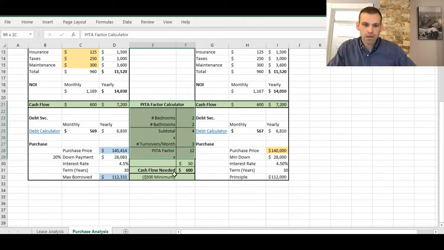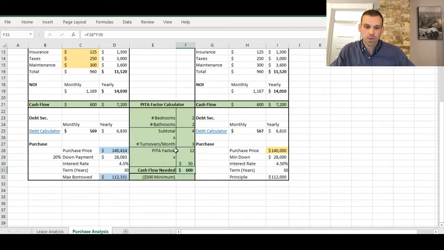This calculator in the middle here, I should touch on quickly. This is a highly scientific, technical metric that I came up with called the PETA factor. And it's basically, as you can see, how many bedrooms, how many bathrooms, and how many times a month am I going to turn this thing over? The bigger it is, the more bedrooms, the more sets of sheets, the more bathrooms, the more times I'm turning it over, the more arduous it is to manage. So that's going to give me my cash flow number based on the PETA factor.